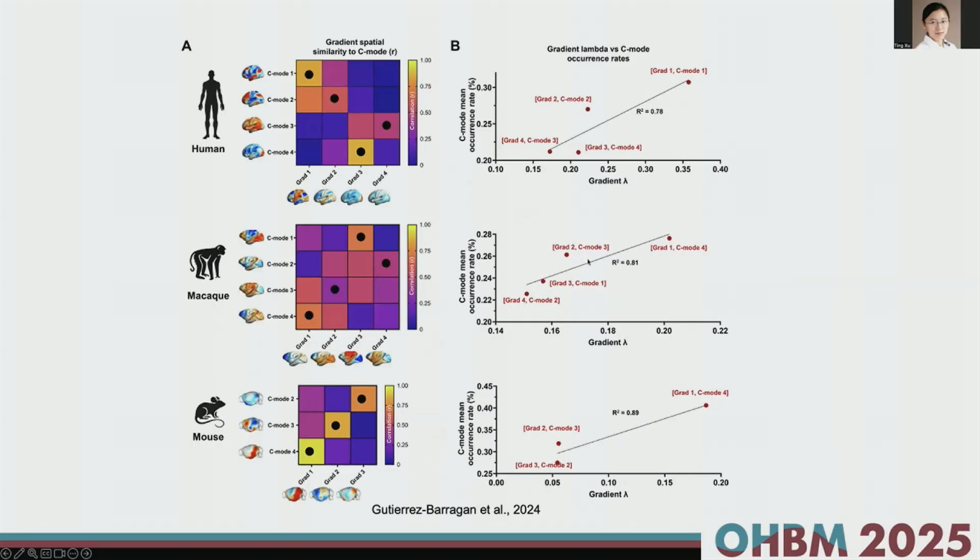In addition, such a relationship is also observed across species. Here on the x-axis is the explained variance of the static functional gradient, and on the y-axis is the occurrence ratio of the corresponding dynamic pattern, just here calculated using the coagulation pattern instead of complex PCA. But again, we see the positive relationship, suggesting that the static gradient is closely linked to how frequently certain dynamic patterns occur. And it is not just in humans, but across species, in macaques and mice as well.